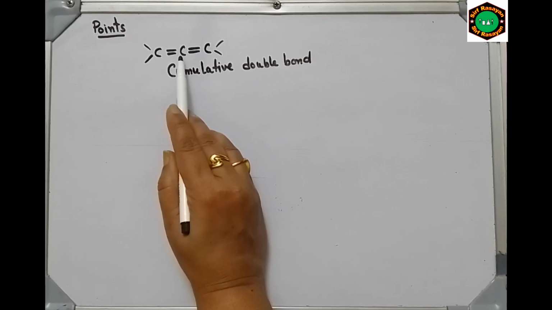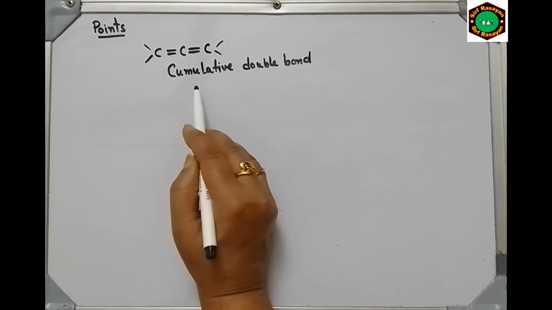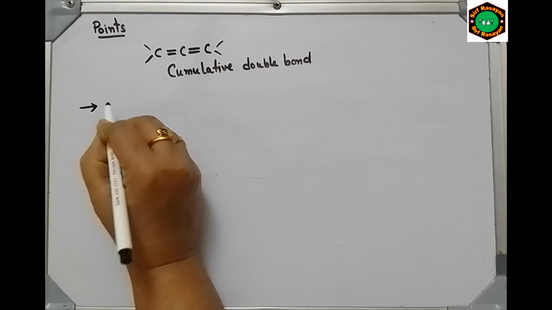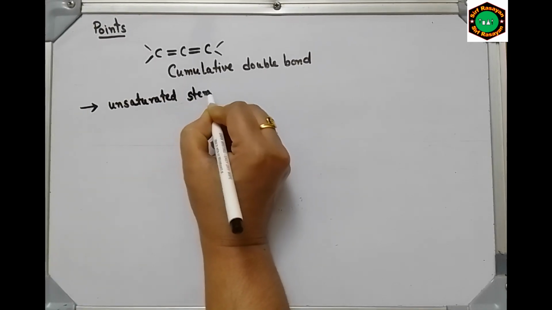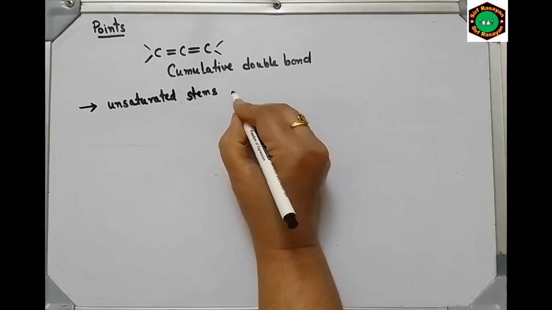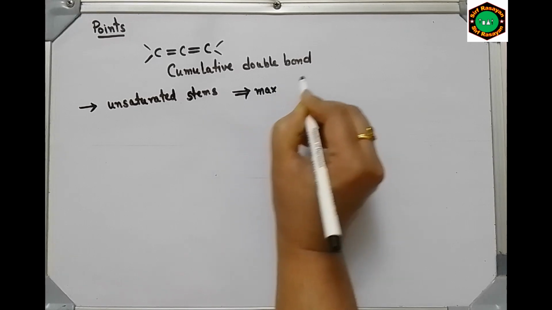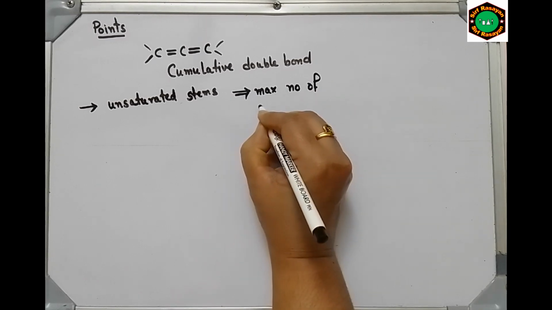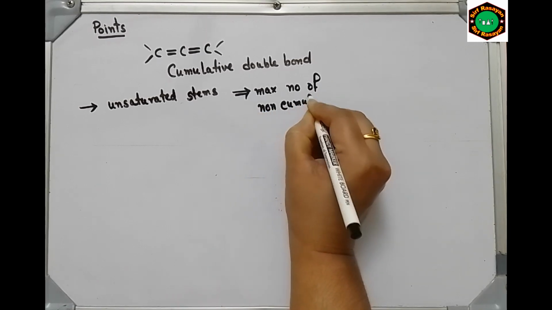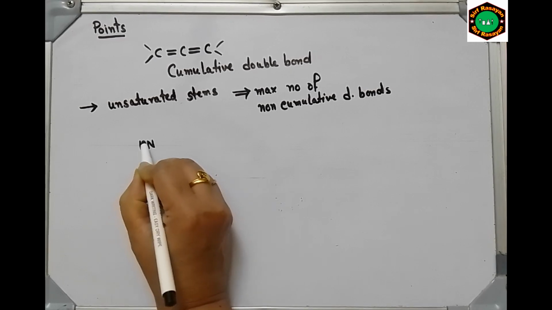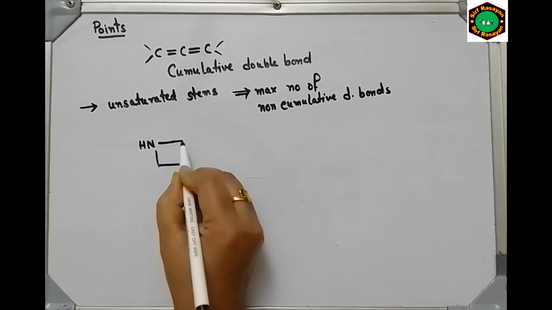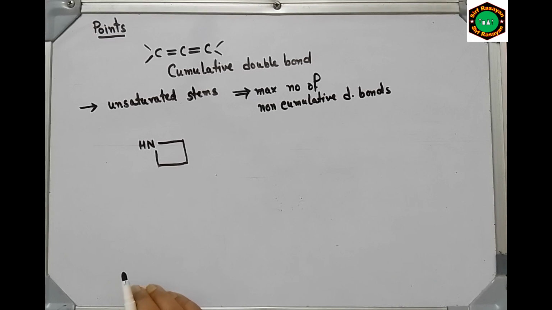Now see, with one carbon atom, if two double bonds are there, this system is called a cumulative double bond. So for unsaturated stems, you have to remember this point: you have to apply unsaturated stems only when there is the maximum number of non-cumulative double bonds. Suppose in a four-membered ring, nitrogen is present, the maximum number of non-cumulative double bonds means here and here double bonds should be there. Then only you can use unsaturated stems.